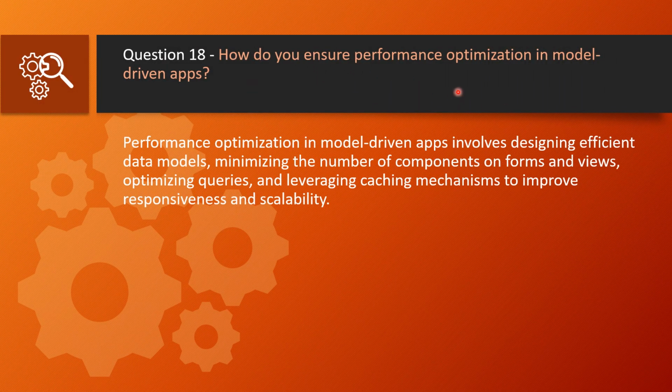How do you ensure performance optimization in model-driven apps? Performance optimization in model-driven apps involves designing efficient data models, minimizing the number of components on forms and views, optimizing queries, and leveraging caching mechanisms to improve responsiveness and scalability.